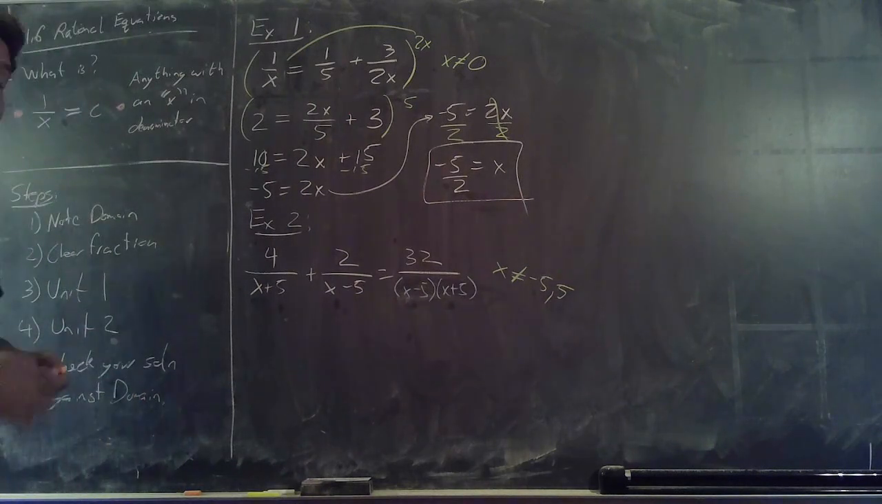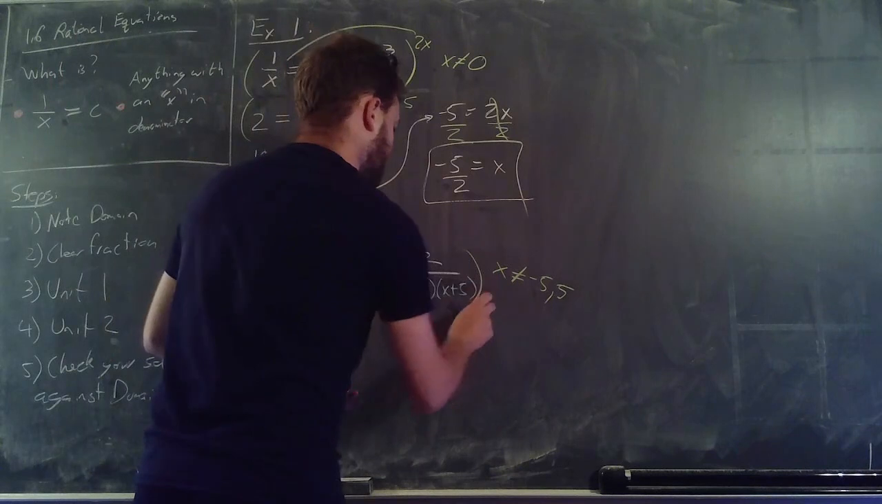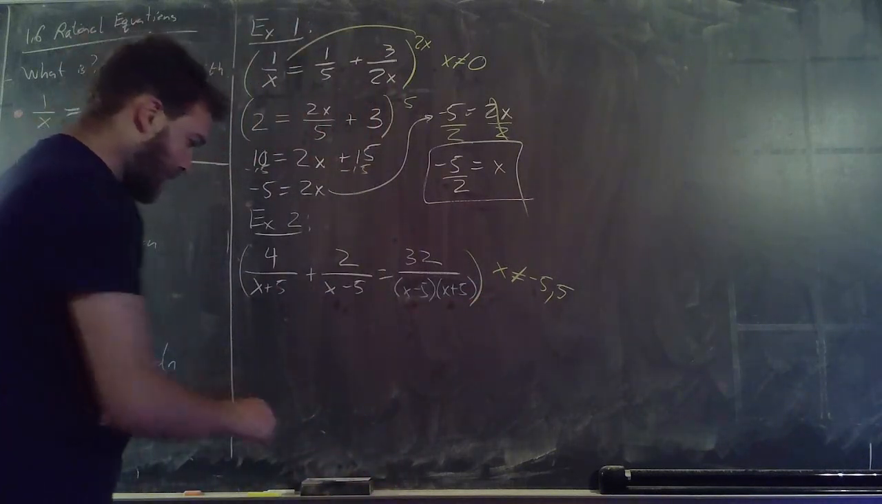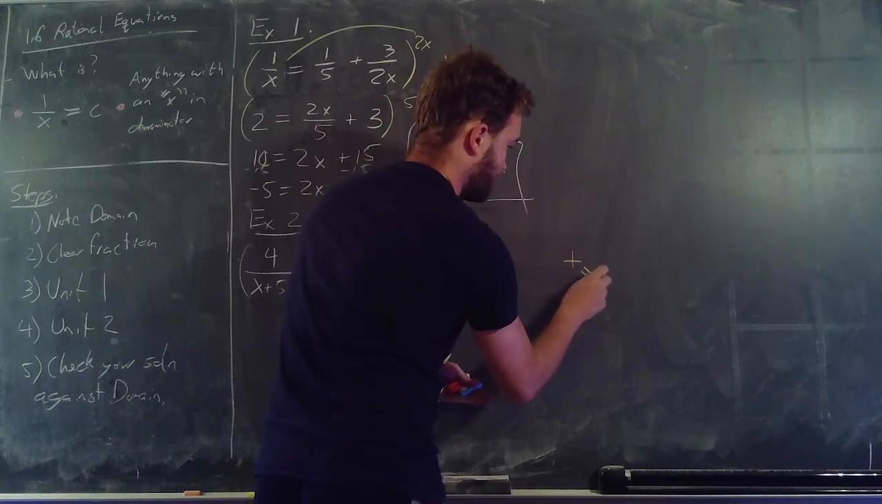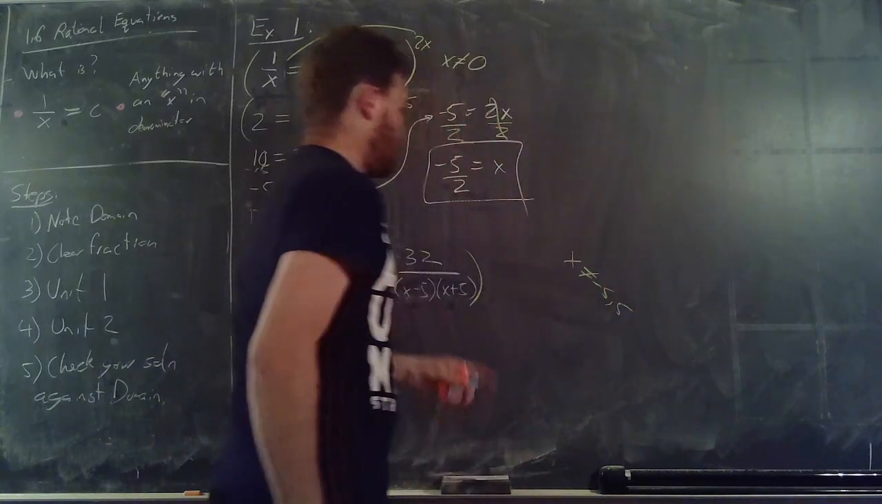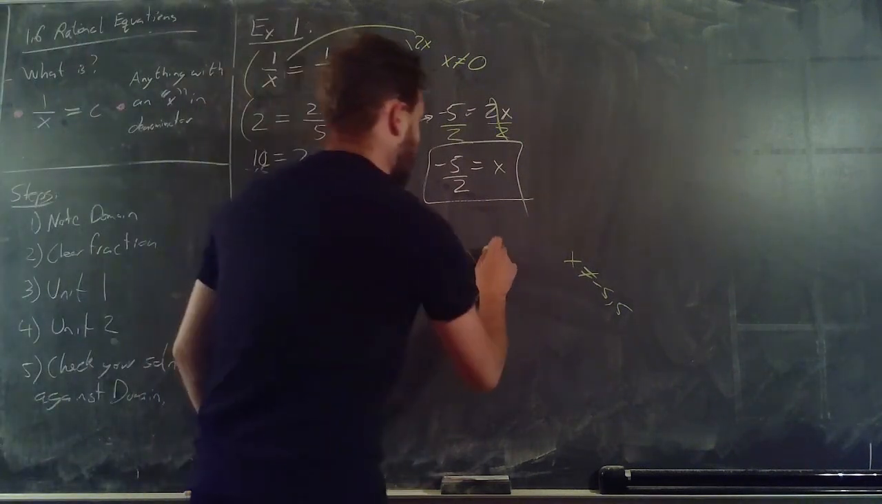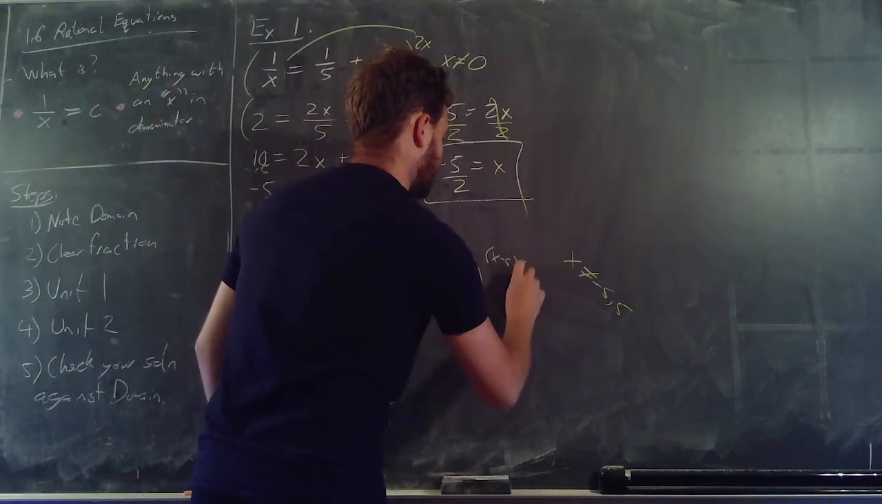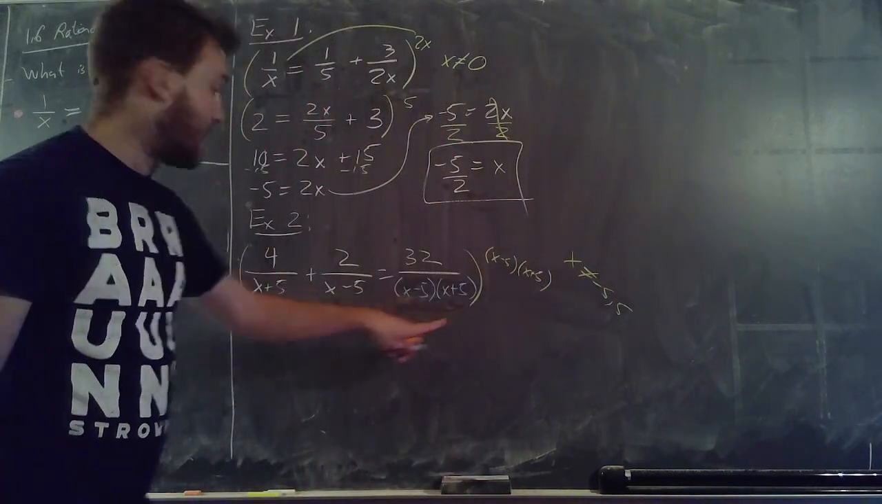Step 2, I'm going to try to clear the fraction. So clearing the fraction, I'm going to multiply by whatever the most complicated looking denominator happens to be. Here, that's x minus 5 times x plus 5, because we can all agree that this denominator is more complicated than either of those 2.